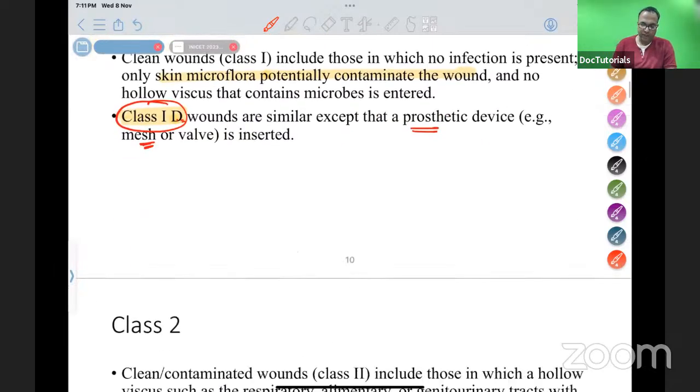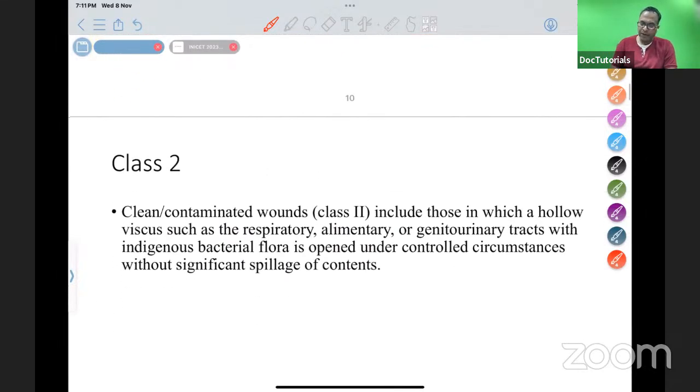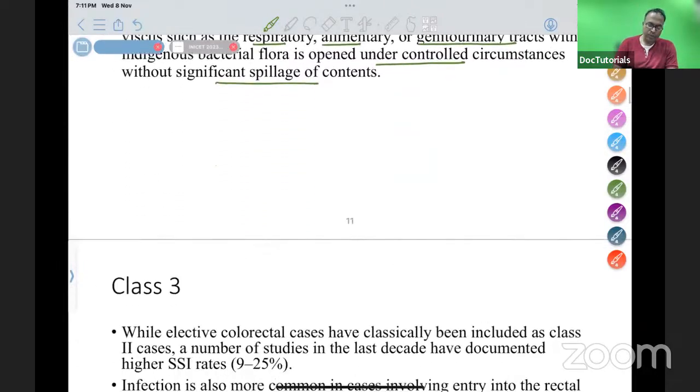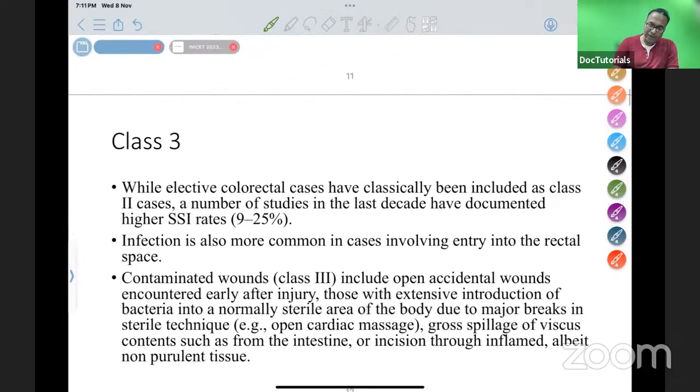Please remember class 1. Clean contaminated is class 2, in which a hollow viscus such as the respiratory tract, alimentary tract or genitourinary tract is opened by me under controlled circumstances without spillage of contents. In class 2, please remember, while elective colorectal cases have classically been included as class 2 cases, the documented infection rate is high even in elective colorectal surgeries. Among class 2 wounds, the one having the highest infection is colorectal surgery.